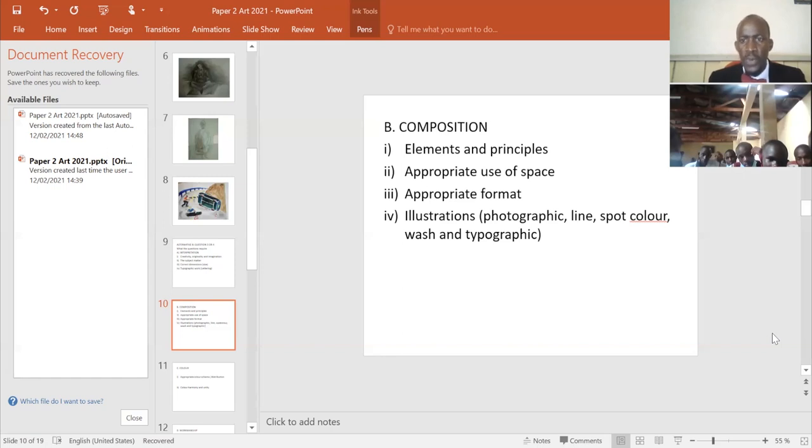Then we have the spot color illustration. The spot color is basically using flat color. When you use a flat color as illustration in graphic design work, the flat color or the block color is what we refer to as spot color illustration. Then we have the wash illustration. The wash illustration is simply use of color, but then introducing the tints and the shades.